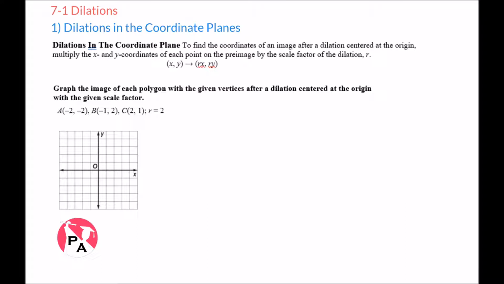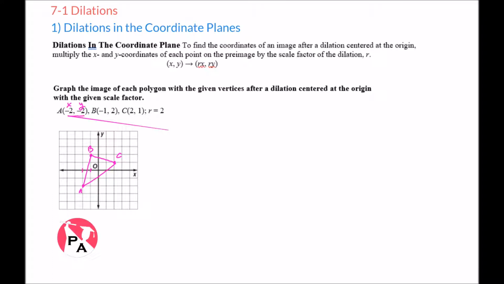So the first point is -2, -2. The first one is the x value, the second one is the y value. So -2, -2, and go down to right here, point A. Point B is left 1, up 2. Point C is right 2, up 1. So we are going to plot this one. It's a triangle.